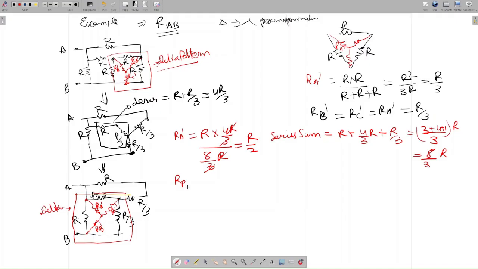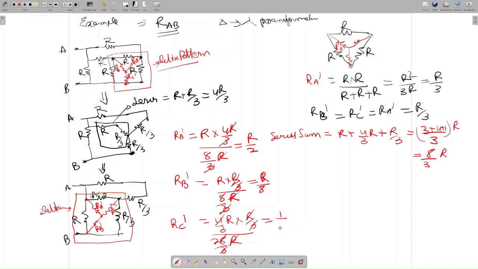Now RB dash, what is RB dash? It is equal to R into R by 3 divided by 8 by 3R. 3 cancels, R cancels, it becomes R by 8. Now RC dash will be equal to the product of resistances, 4 by 3R into R by 3, divided by 8 by 3R. So R cancels, 3 cancels, and it will become 1 upon 6R.